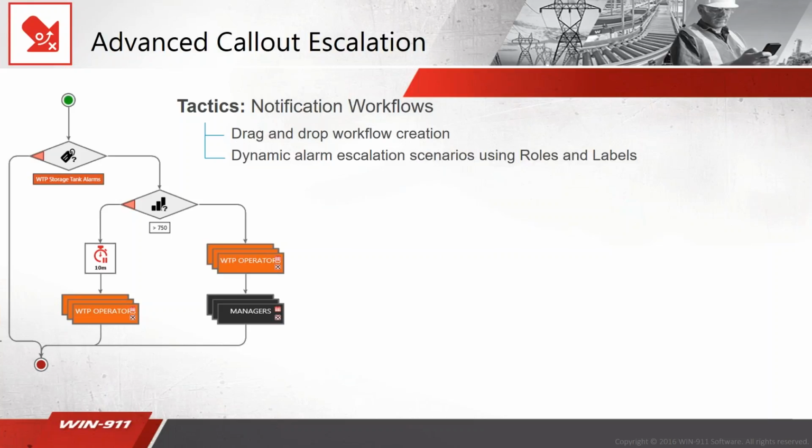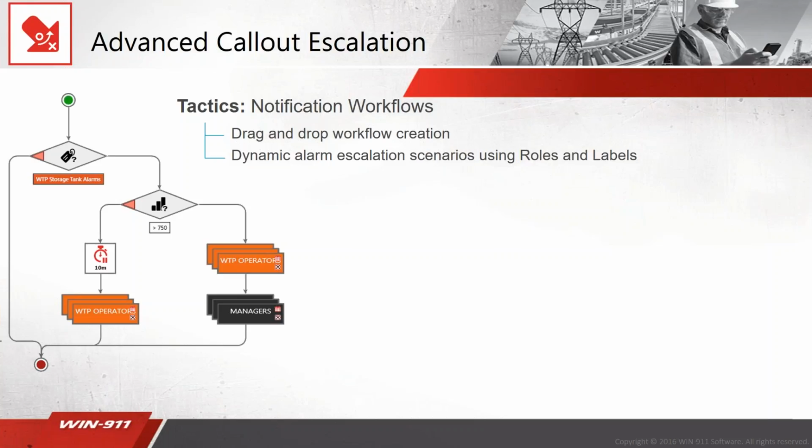We call that a label decision block. So it's going to check to see if an alarm is wearing that particular label. If it is wearing that label, it's going to go to the next decision block. This one's a severity decision block, so it's going to check the severity of the alarm.